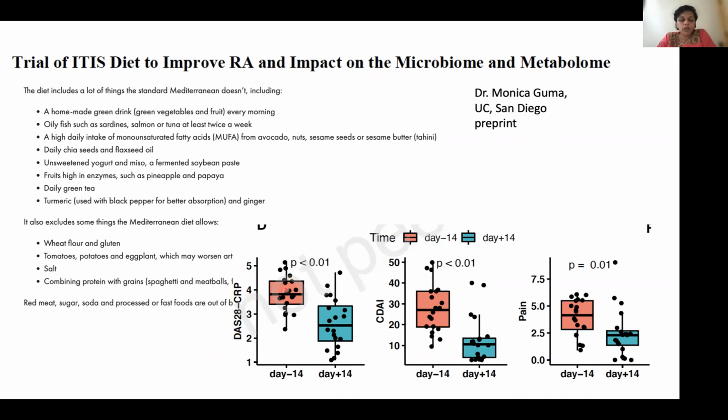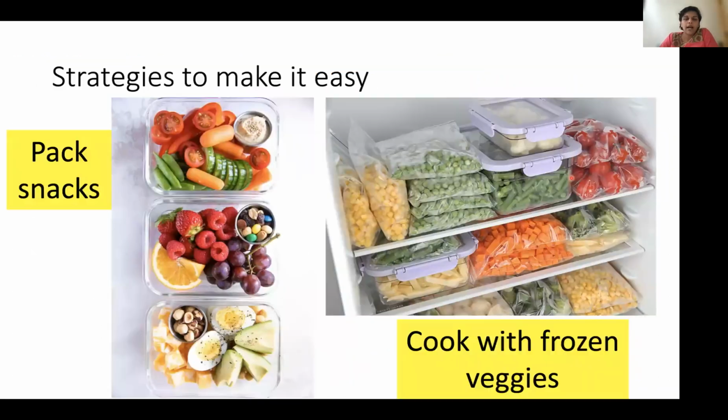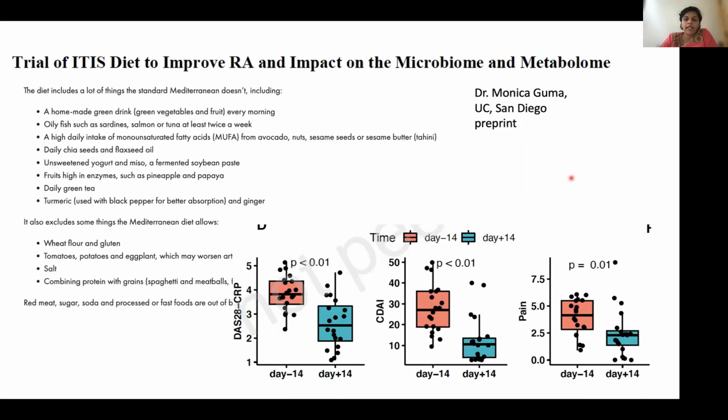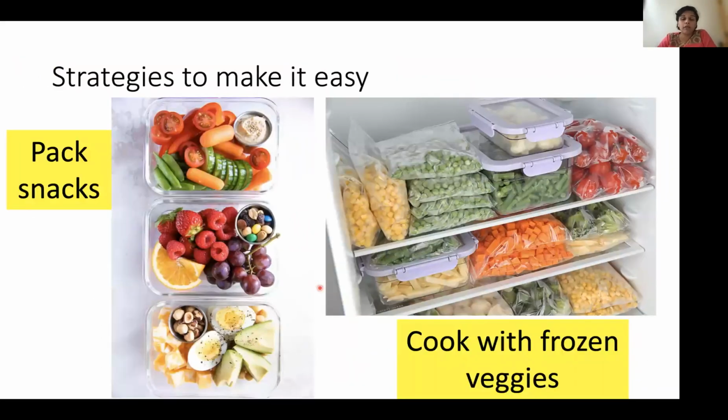And what was cool was that even just after 2 weeks of being on this diet, patients reported a decrease in disease activity as measured using 2 different scores. And then they also reported a decrease in pain. And so these are very exciting results that I think are promising, but I think that Dr. Guma would agree too, that additional studies in larger cohorts of patients would be useful, and then also including a control group. But that's a wonderful start and very promising.